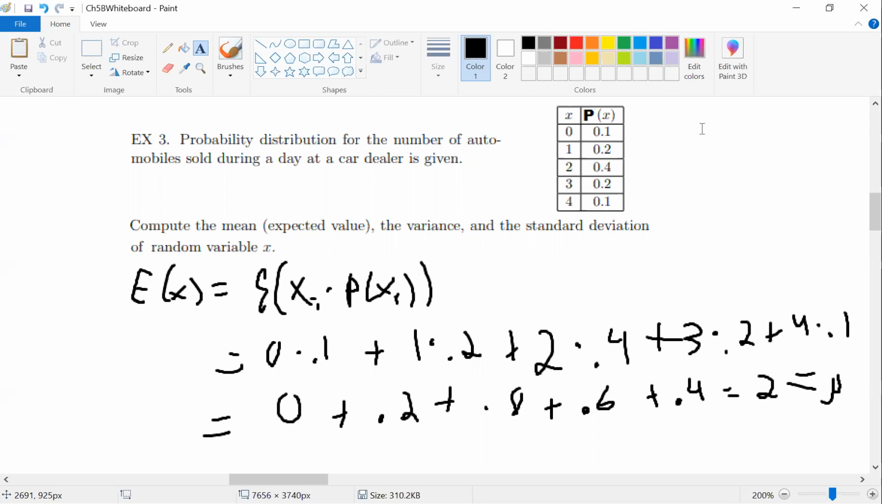Yes. Yes. Yep. The calculation's easier than the formula makes it look.